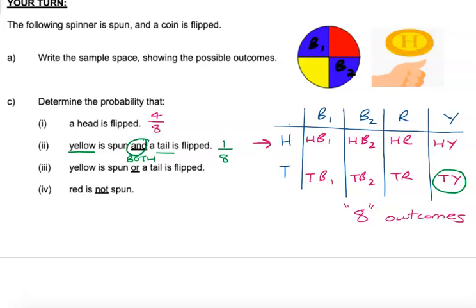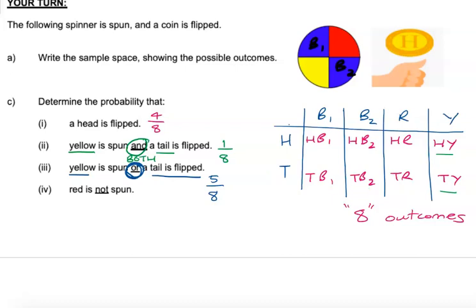Determine the probability that yellow is spun or a tail is flipped. So this time when we look at our table, we're going to consider all the yellows, so looking down the yellow column, and all the tails. So if we have a look, we've got 4 that involve tails and an extra 1 that involves a yellow. So we're not going to say we've got 6 out of 8, we're going to say we've got 5 out of 8 options or outcomes.